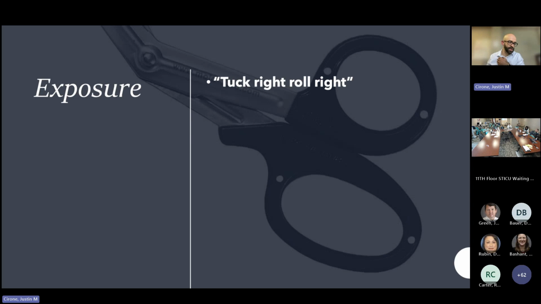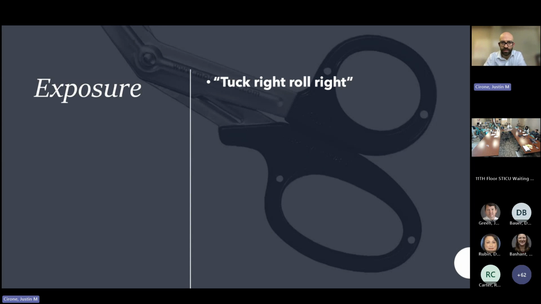Tuck right, roll right. When you go to roll the patient, rather than rolling the patient and then tucking everything, and then rolling the patient and pulling everything out, you can actually tuck all the clothes into the patient's right side and then roll them onto their right side. And they've effectively rolled off of all of those clothes. So you can pull everything off. X-ray board goes under, and you've already negated the need to do a full roll the other way.